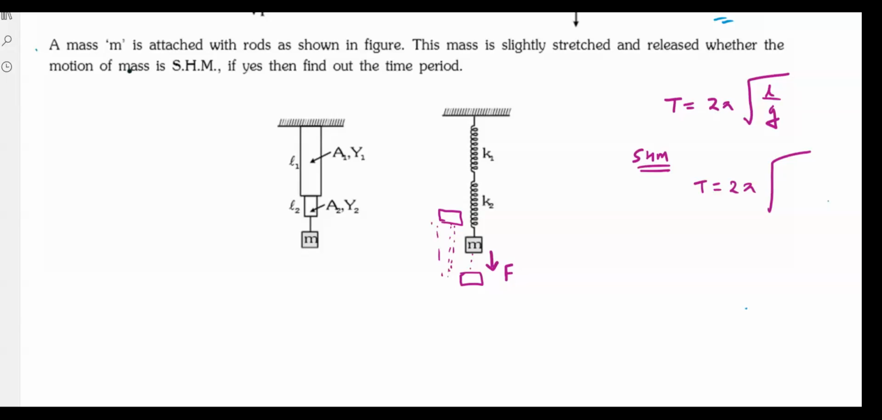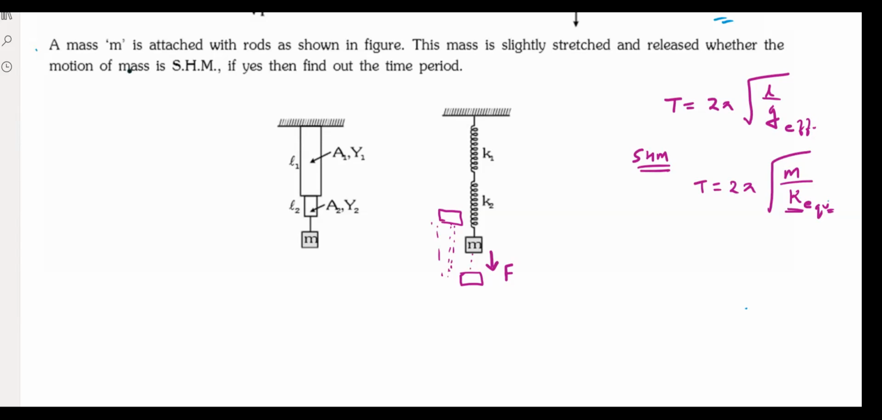And K will come in place of G, right? So this is mass by K. M by K. Got it? Here, remember, in the concept of gravitation it was G effective. If G changes, then the time period will change. So here also it is K equivalent. If K changes, then the time period will change.